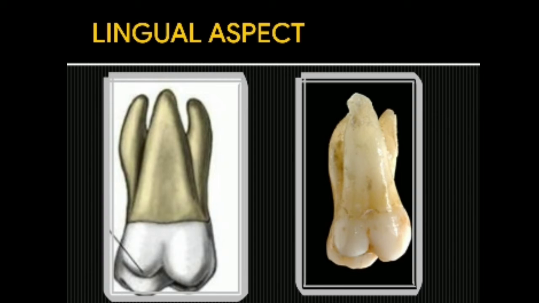Here are the 2 cusps, the largest mesiolingual and the distolingual cusp. Cusp of Carabelli is attached to the mesiolingual cusp 2 mm below its tip, and the cervical line is nearly straight. The largest root, the palatal root, is conical in shape.